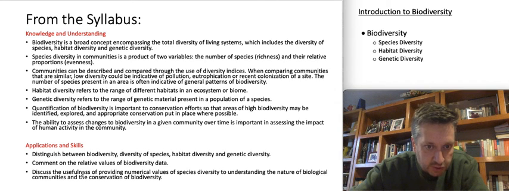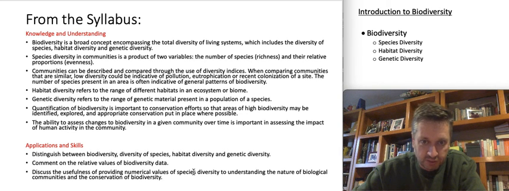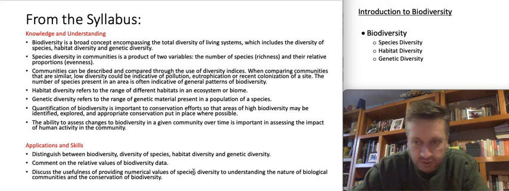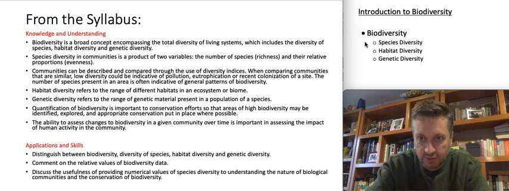And then finally, discuss the usefulness of using numerical values for species diversity in order to understand the nature of communities and conservation. Quite a lot of repetition there, but really it just boils down to those 4 definitions I have here. What is biodiversity? What is species diversity, habitat diversity, and genetic diversity?